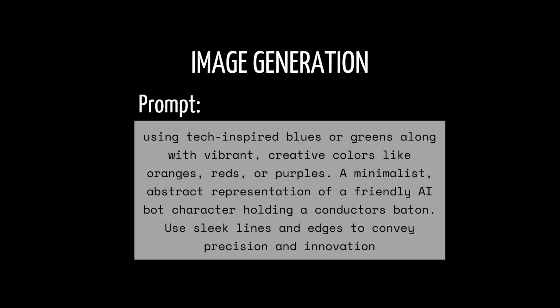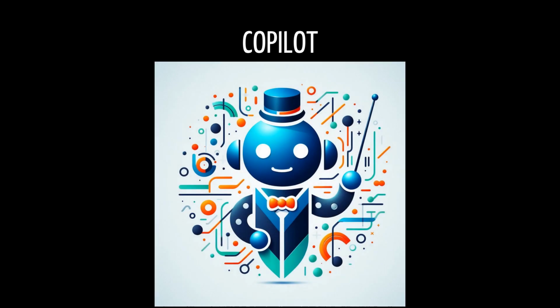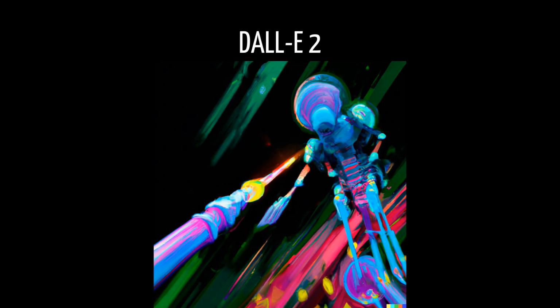So, how did we fare with the image generation? Right off the bat, Copilot nailed it. Not only did it take the prompt, but it also generated 4 images, including the one that you're looking at now. So this is exactly what I asked for, a friendly robot with a conductor's baton. Next up, we'll see what DALL-E and Stable came up with.